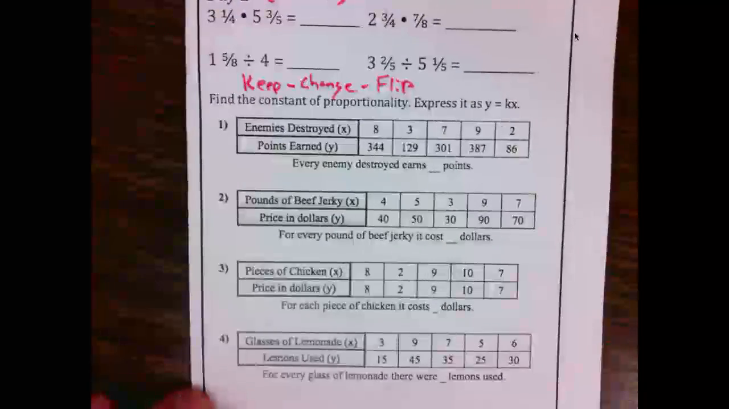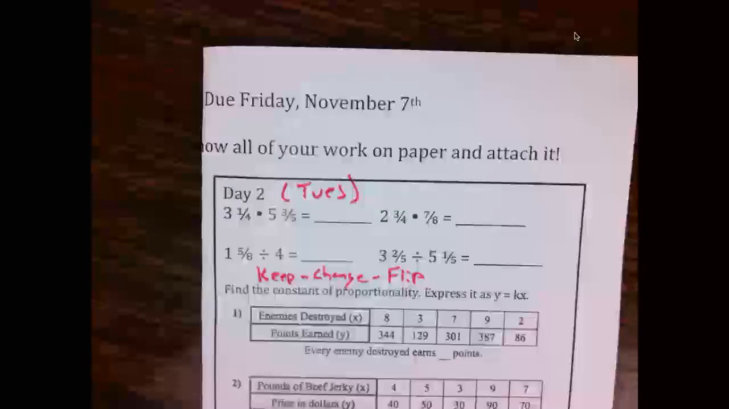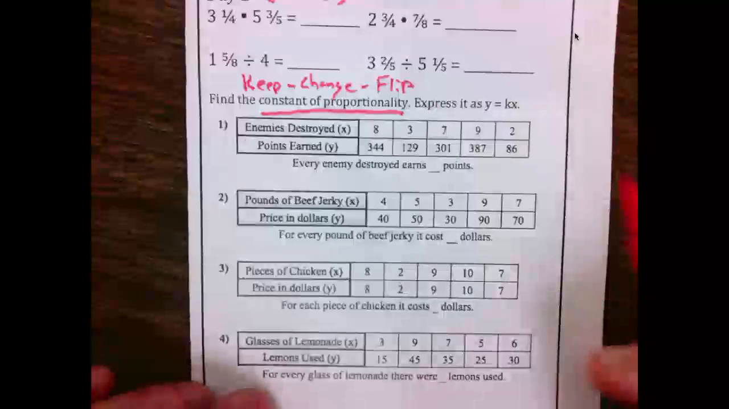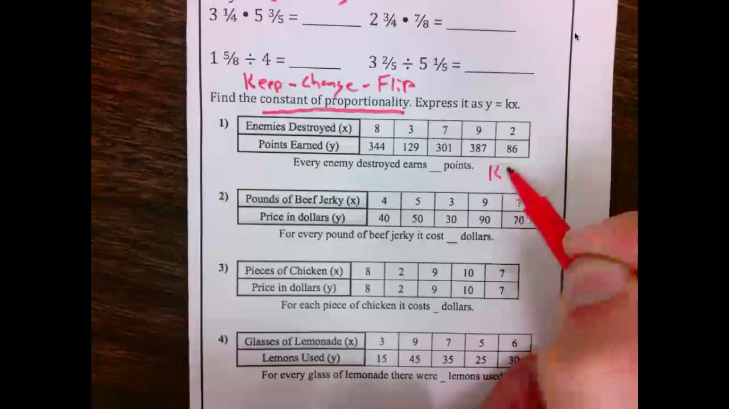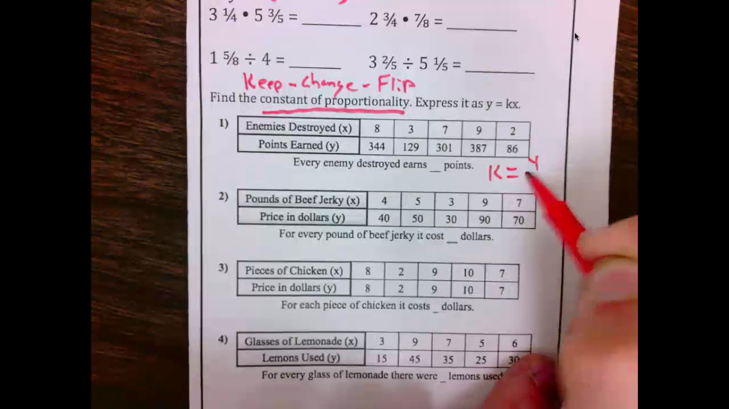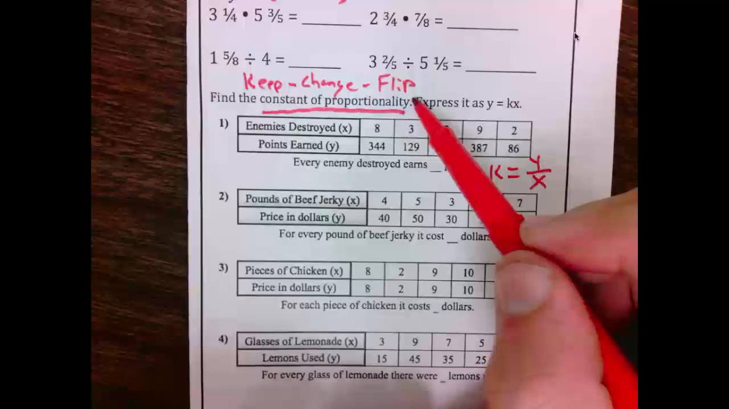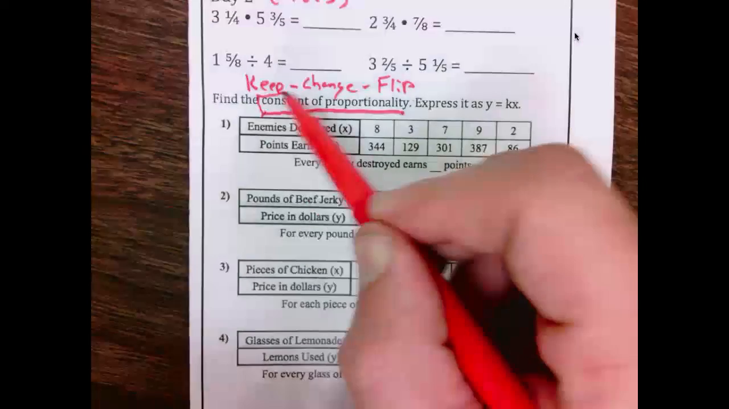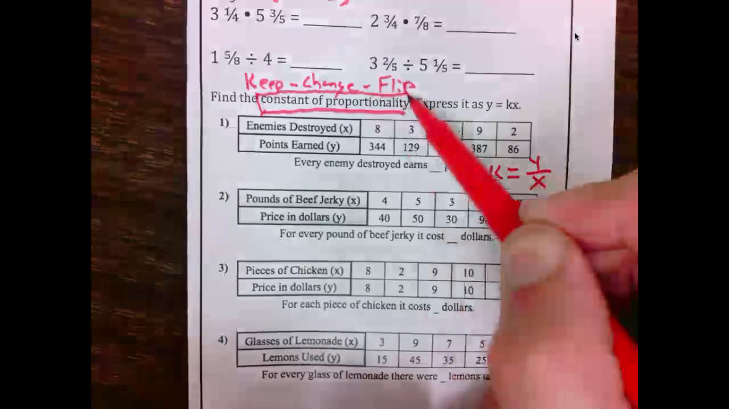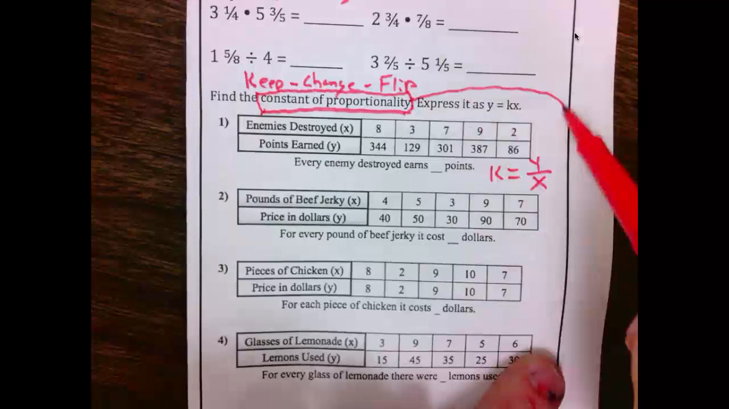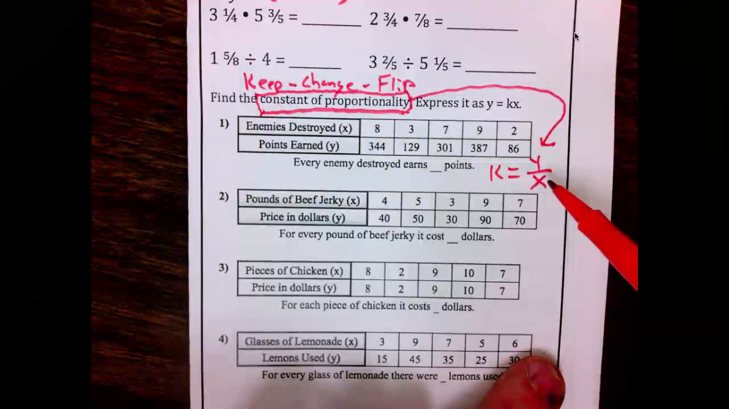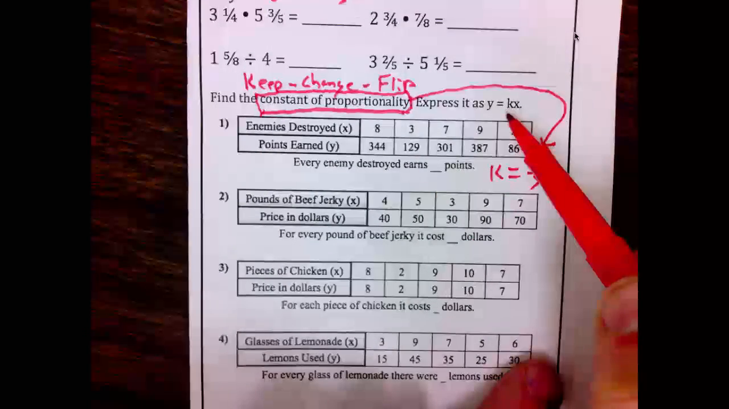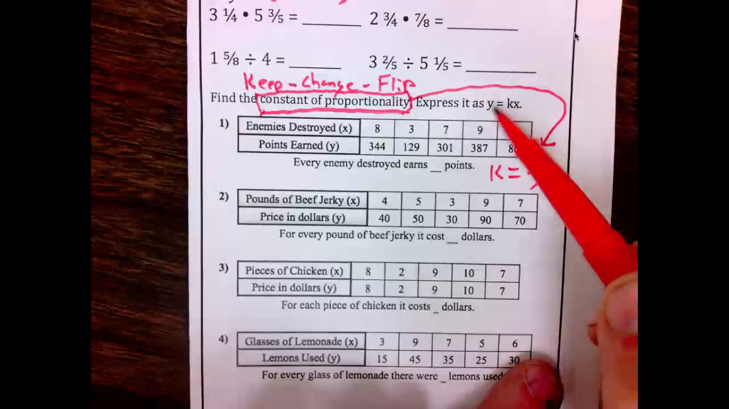Okay. Numbers 1 through 4 ask us to find the constant of proportionality. Remember, the constant of proportionality is k equals y divided by x. Constant of proportionality is k, and we get it by y divided by x. Quite simply, it is some value that we multiply by the x's to get to the y's.